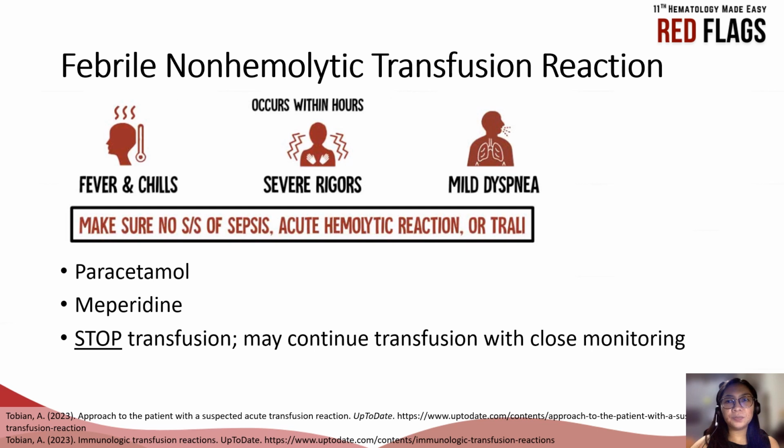If there is just fever and no other significant reaction is suspected, antipyretics like paracetamol may be given. Other medications like meperidine may be administered for severe chills or rigors. The transfusion can usually be continued, but patients should be monitored closely.